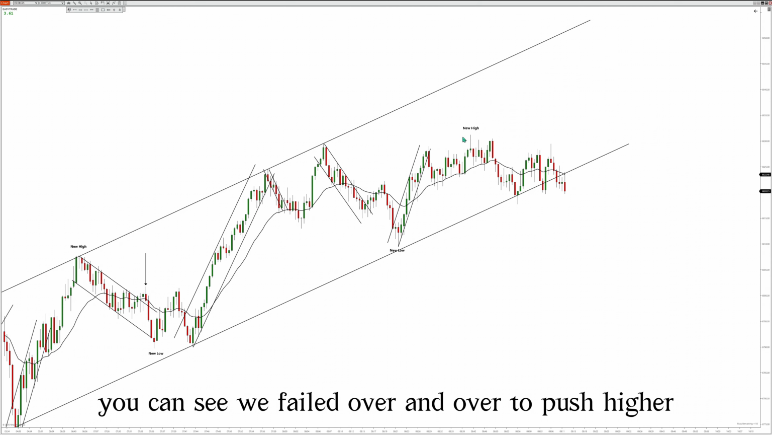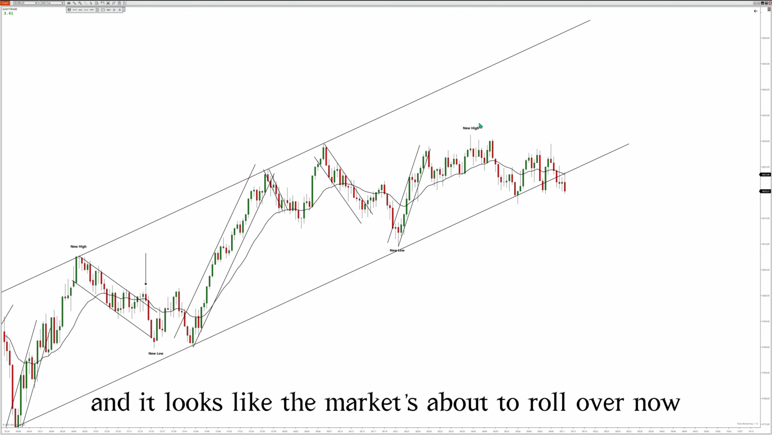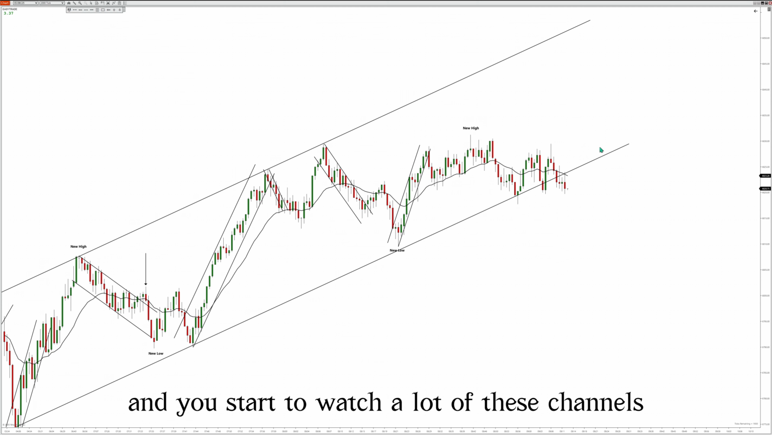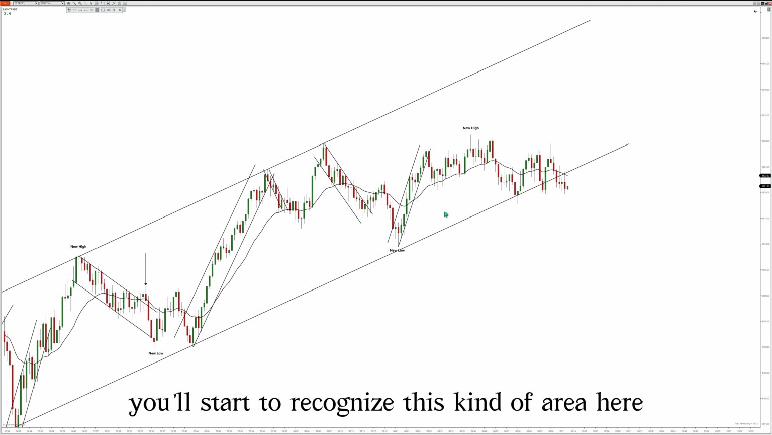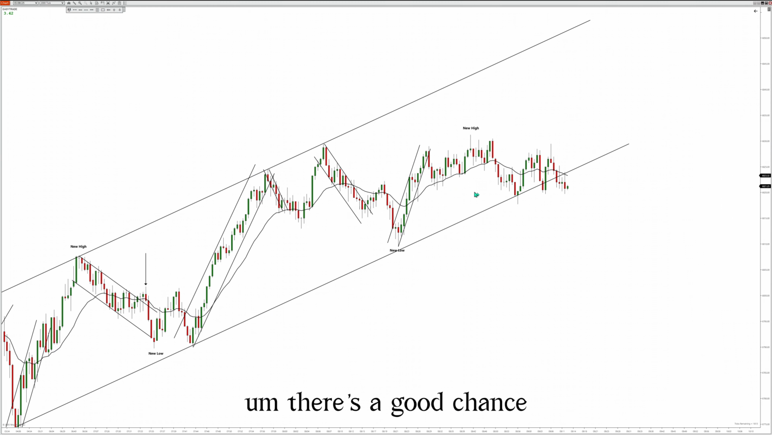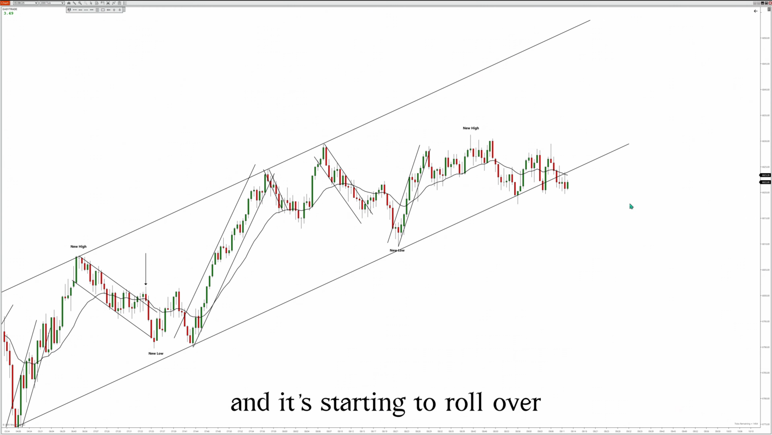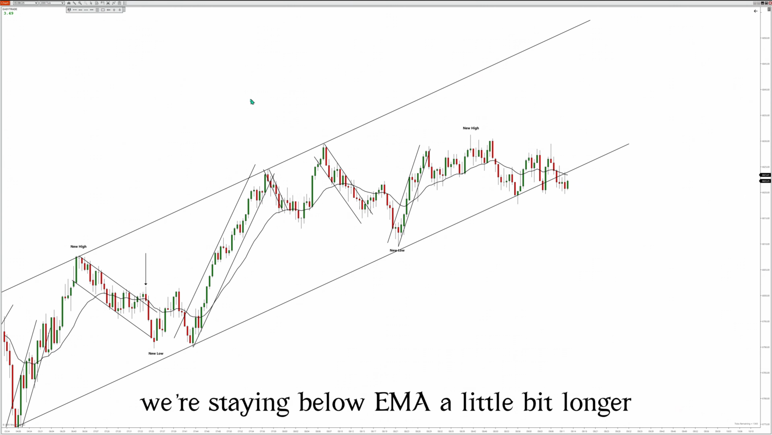Alright, guys, you can see we failed over and over to push higher, and it looks like the market's about to roll over. Now, as you have a little bit more experience in your trading and you start to watch a lot of these channels, you'll start to recognize this kind of area here. There's a good chance that we break outside of this channel, pretty far. If not far, then at least a little bit. You can see it's failing to go higher, and it's starting to roll over. We're staying below the EMA a little bit longer.